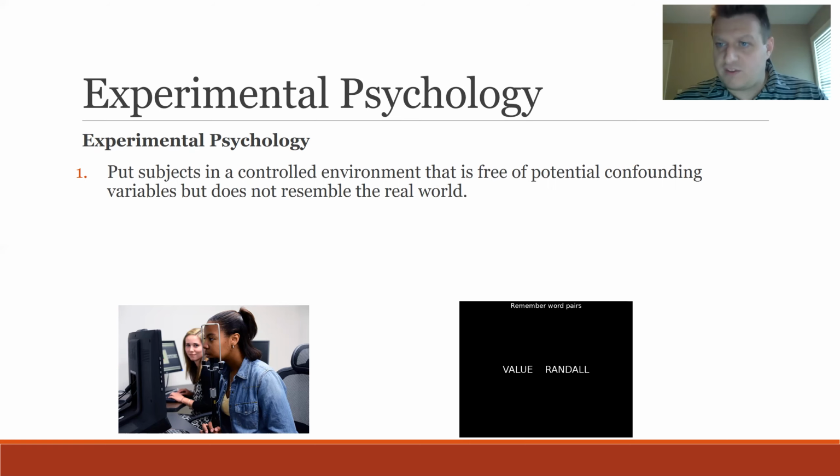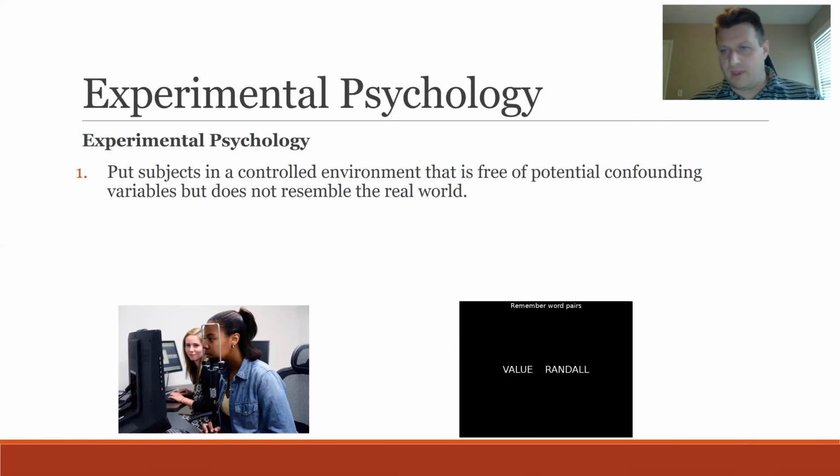So one thing that experimentalists are very, very concerned about is removing all potential confounding variables. Experimentalists are very, very worried about a potential confounding variable impacting the results of their study. So they go out of their way to try to control all of these confounding variables.